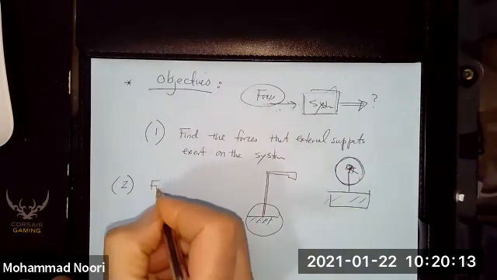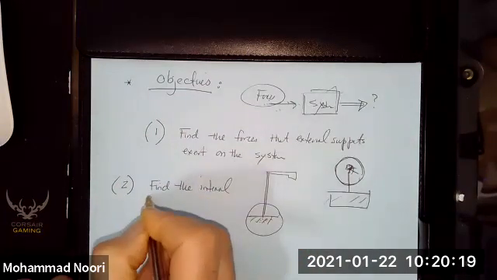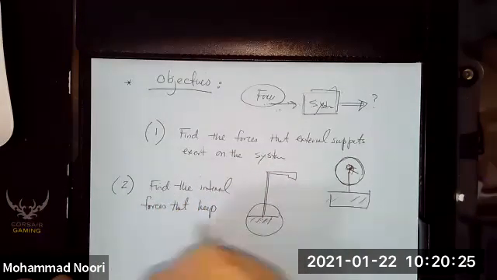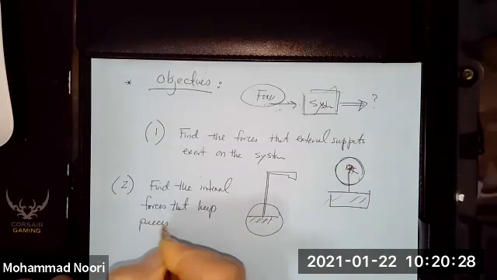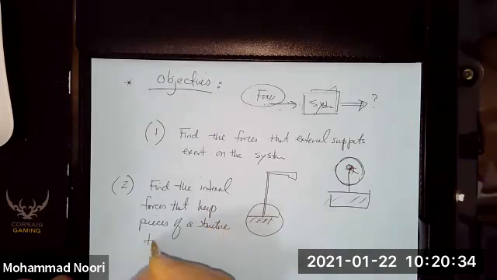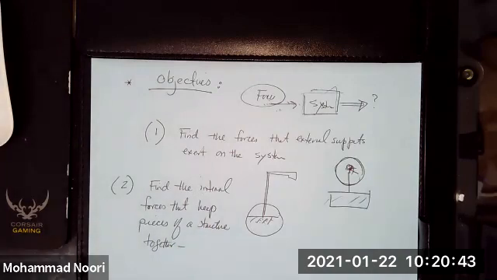The second objective is we go one step further. We want to find the internal forces that keep pieces of a structure together. The structure is in equilibrium, it's not moving. When you sit on that chair, the chair is not moving, right? So if you want to design that chair, you need to know these different pieces, the leg to the platform that you sit on or the back, they're all connected to each other through bolts or welding or rivets or whatever.